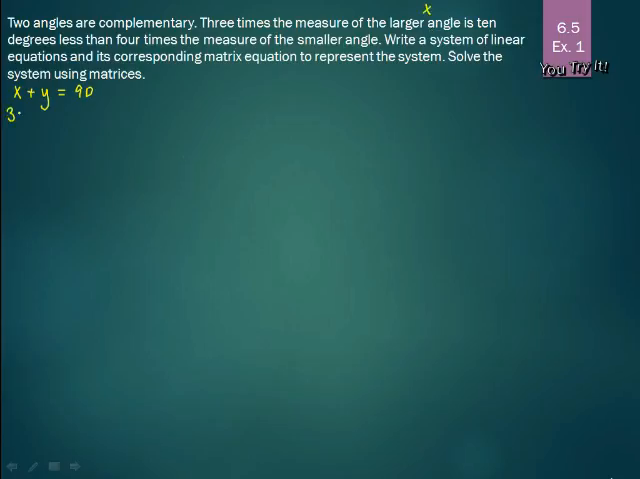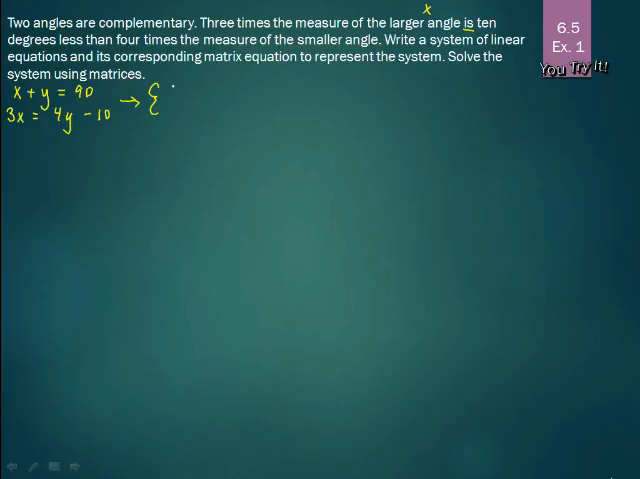So 3 times that would be 3x. And then it says "is," that's often the word there for equals. And then "10 degrees less than," that's a key for that, 10 will be subtracted, 4 times the measure of the smaller angle, so 4y. So there's our two equations. Let's go ahead and put those in standard form.